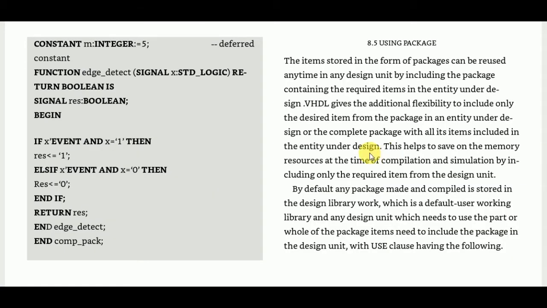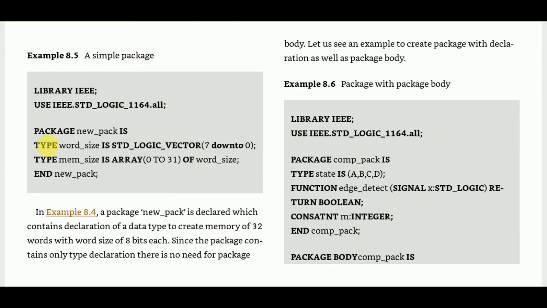Here is another example containing a package with the package body. The header files are present: library IEEE and use IEEE.std_logic_1164.all. Then, starting with the package declaration, the package keyword, then the package name is comb_pkg, component pkg is, type state is ABCD, so the value of state is A, B, C and D.